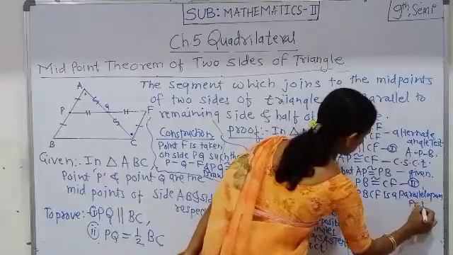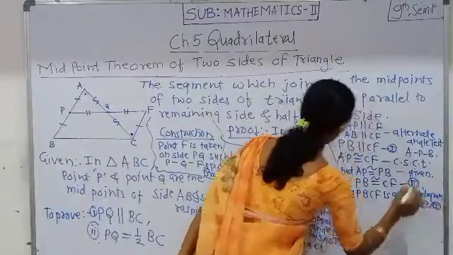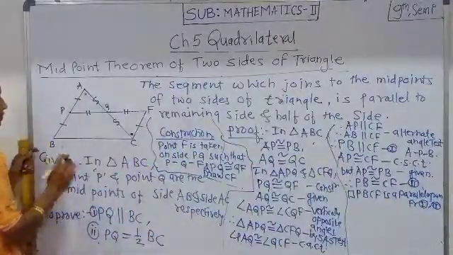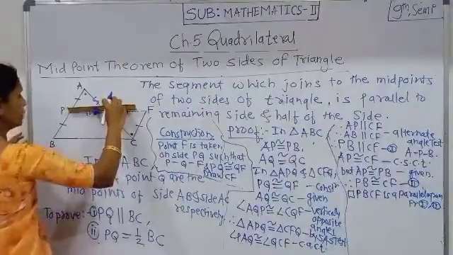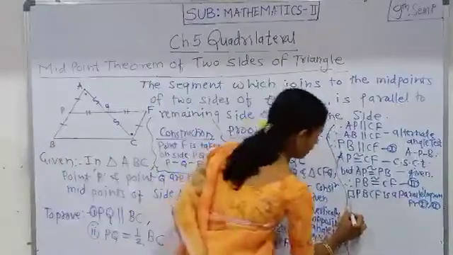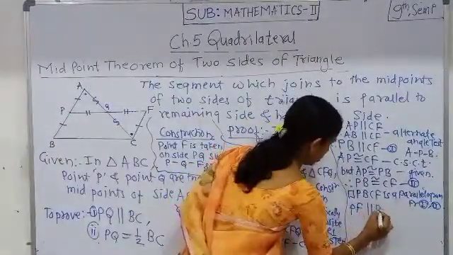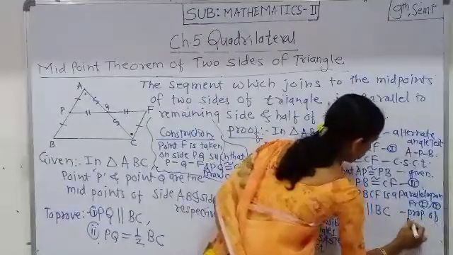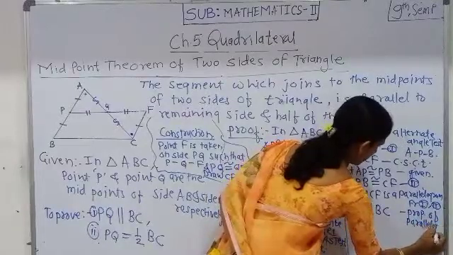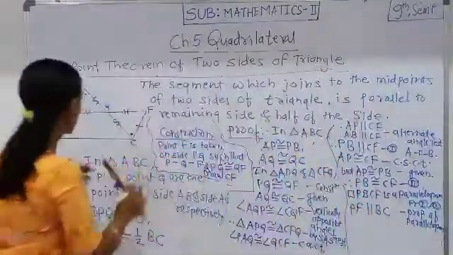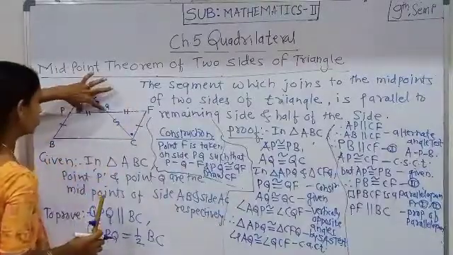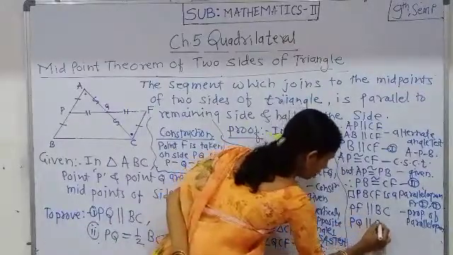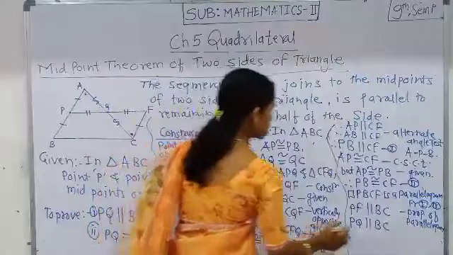From equation 1 and 2. Then see here, as PBCF is a parallelogram, therefore PF is parallel to BC. That is a property of a parallelogram. But here PF means PQ is parallel to BC, because P, Q, F are collinear.